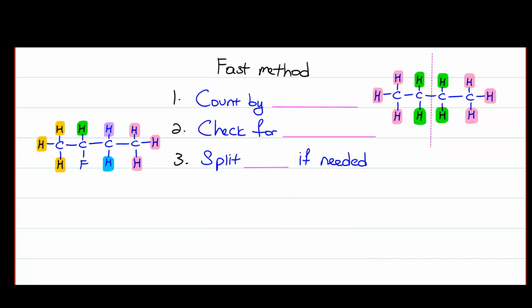In exam questions, use this shortcut. First, count using symmetry. Then ask, is there a stereocenter nearby? If yes, a CH2 next to it may need to be split into 2 different proton environments.